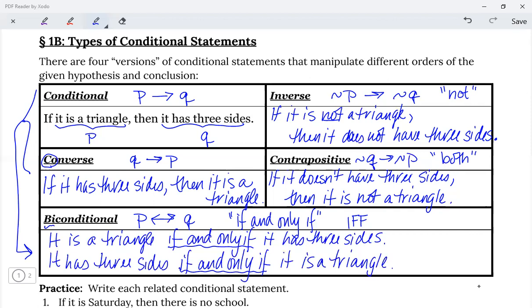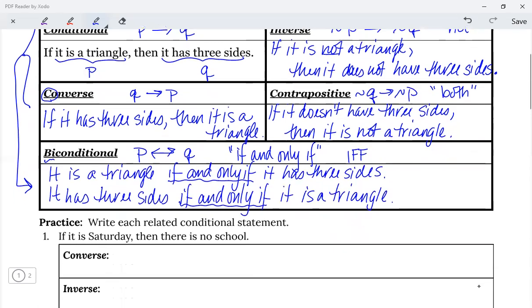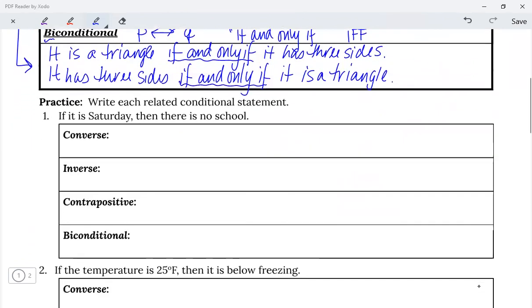All right, let's look at a practice problem. So our conditional statement: if it is Saturday, then there is no school. So that's basically our if P, then Q. So again, as a reminder, converse, we switch, change order. So that'll be Q arrow P. Inverse, we throw a negation in, so not P, not Q. Contrapositive, we do both of these.